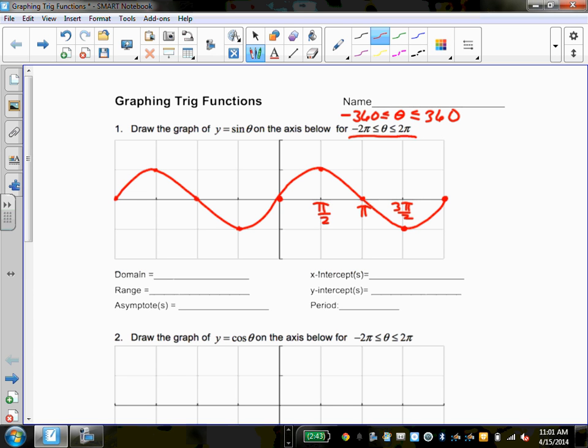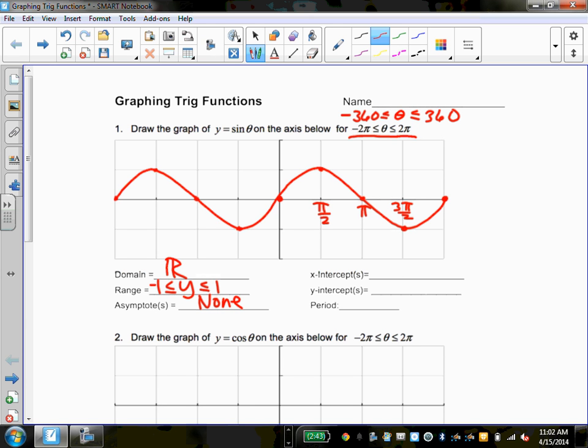The domain is all reals. We can find the sine of any angle measure. The range, however, is between negative 1 and positive 1. The graph never gets higher than 1 or less than negative 1. There are no asymptotes in this graph. Remember, an asymptote is a line that the graph approaches but never touches.